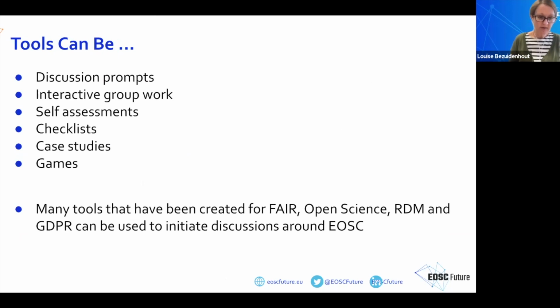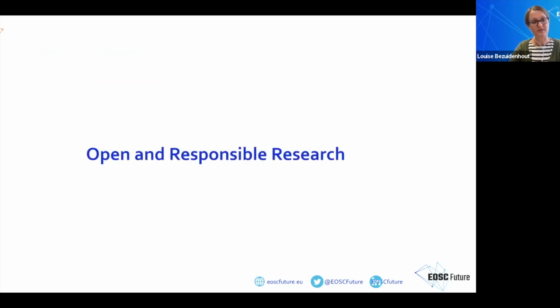And what we're very pleased to be able to present is that we've done a bit of a whip round to see what we could find in the ecosystem. And we found many tools that have been created for FAIR, for open science, for RDM, and for GDPR, that can be used to also initiate discussions around EOSC. So I'm just going to use the next few minutes to actually talk you through some of these.